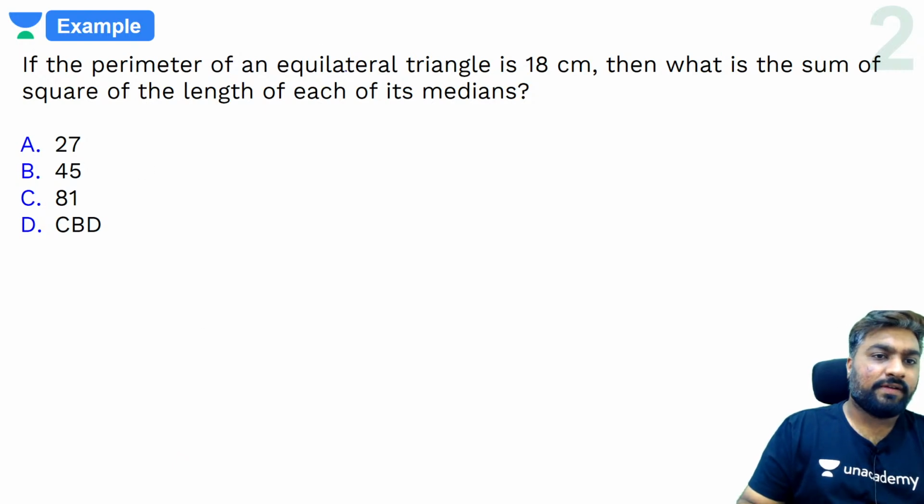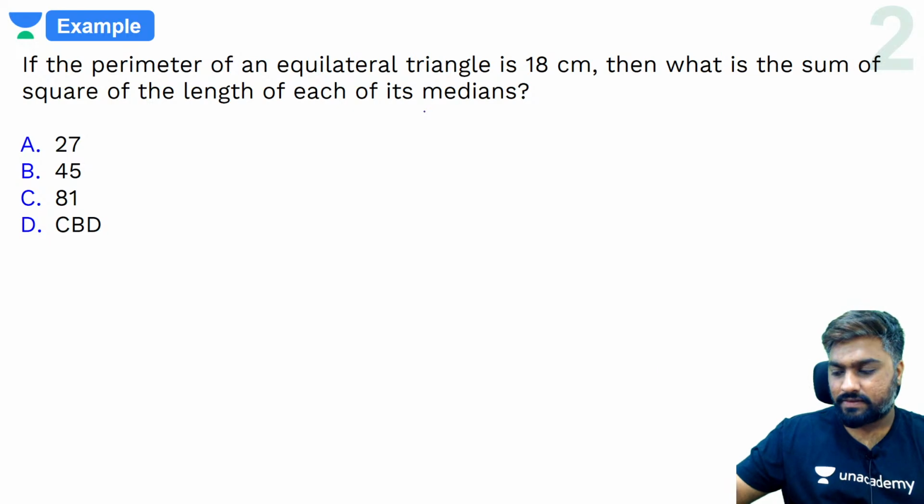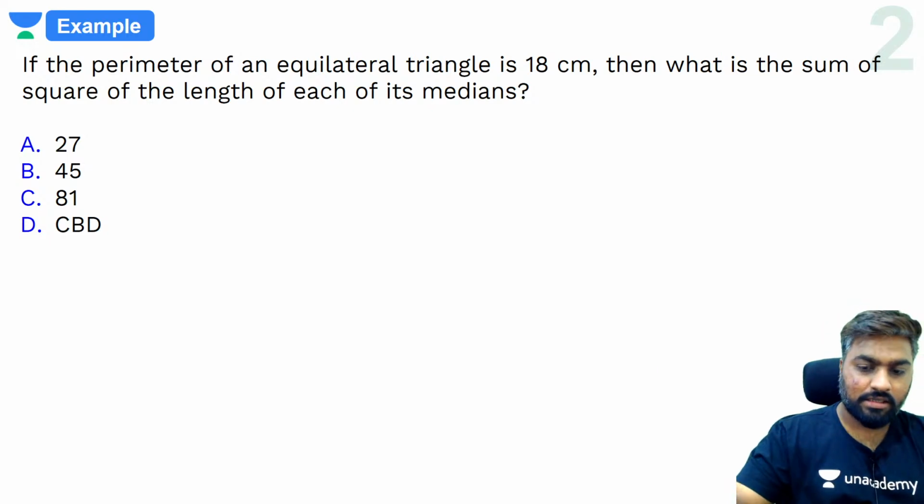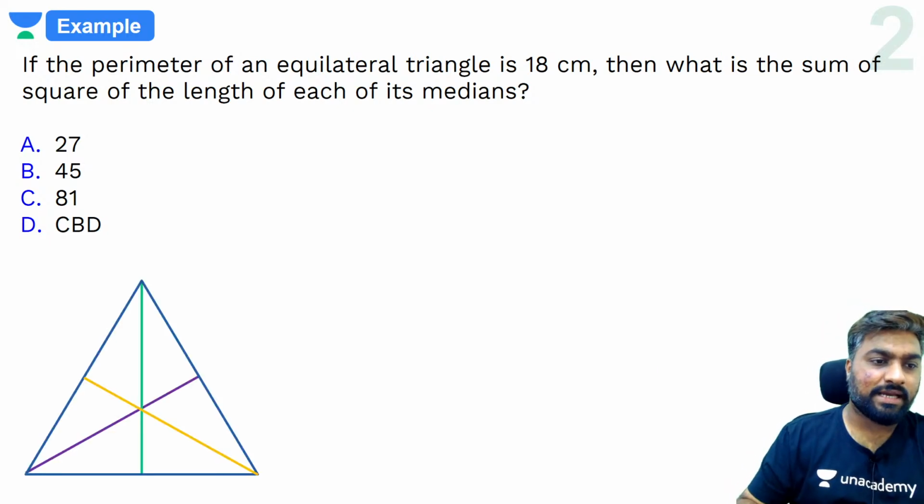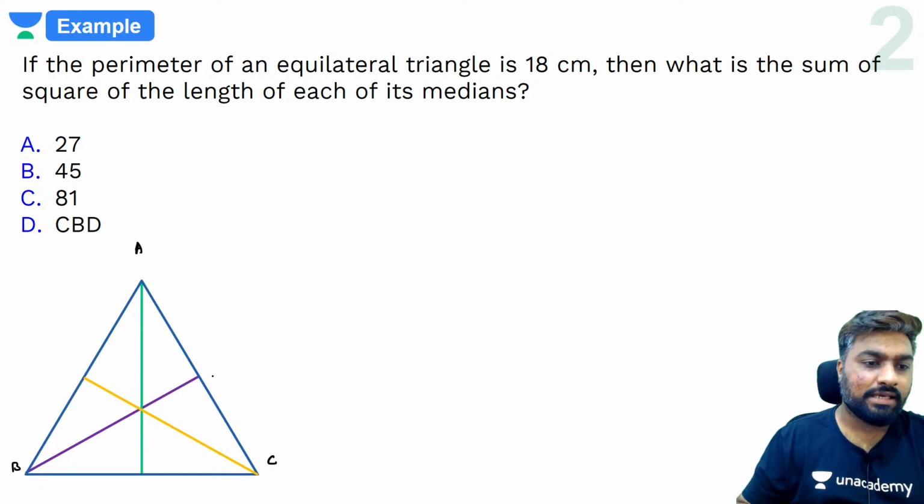If the perimeter of an equilateral triangle is 18 centimeter, then what is the sum of the square of the length of each of its medians? If the question is not clear, this is your equilateral triangle. Let's say this is triangle ABC, and the medians are, let's say, P, Q, R.